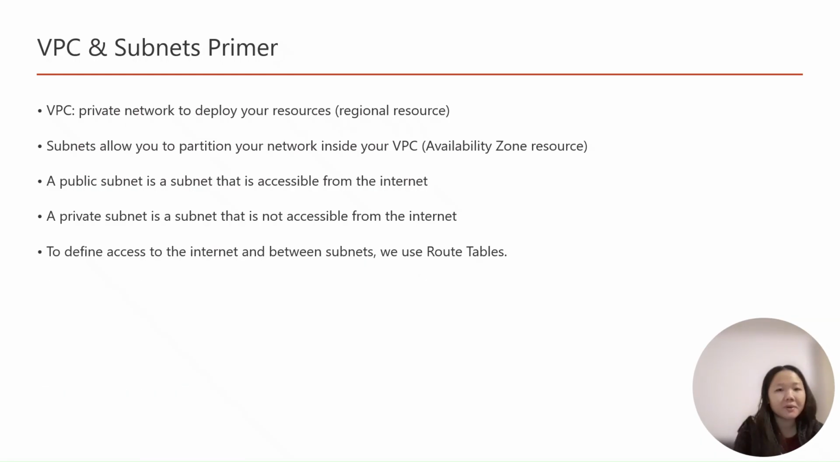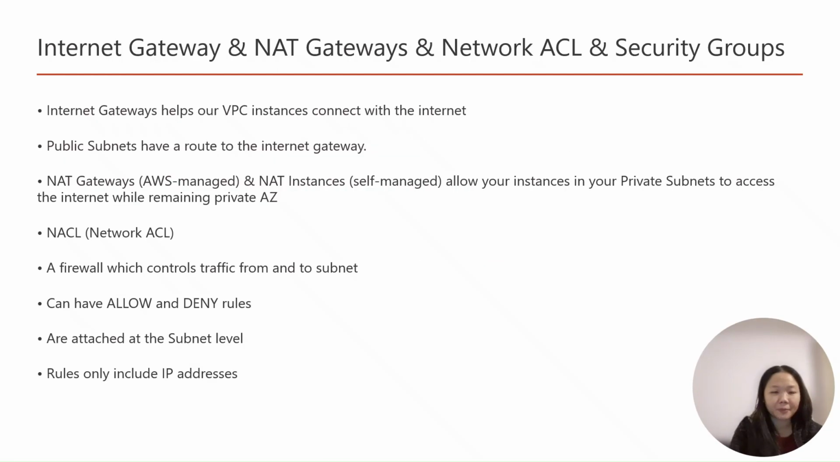VPC and Subnet primer. A VPC is a private network to deploy your resources, a regional resource. Subnets allow you to partition your network inside your VPC, and they are availability zone resources. A public subnet is a subnet that is accessible from the internet. A private subnet is a subnet that is not accessible from the internet. To define access to the internet and between subnets, we use route tables. Internet gateway, NAT gateway, network ACL and security group: we're going to look at these topics.